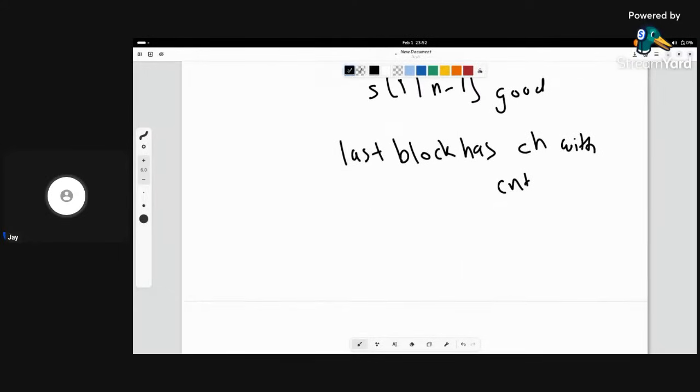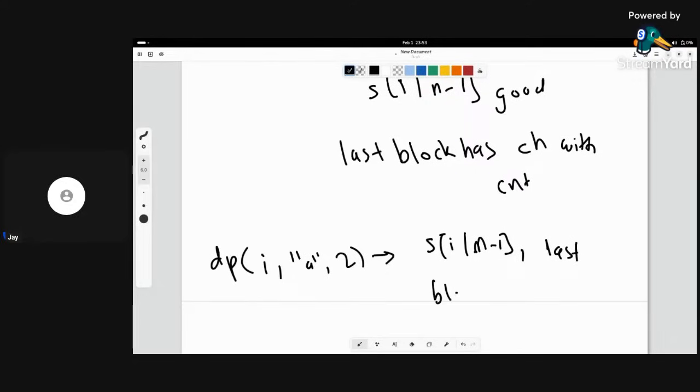So basically dp of I and say a and 2 would mean that the string s from I to n minus 1 is good, except the last block. All the other blocks are good. They have size of at least 3. And the last block has 2 a's. Like last block is basically this AA block.